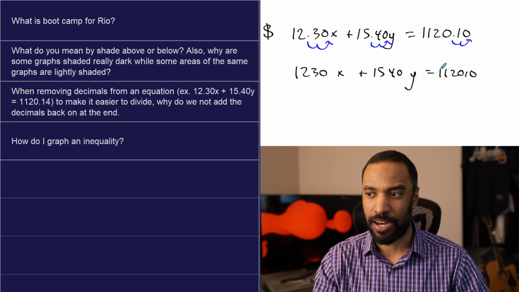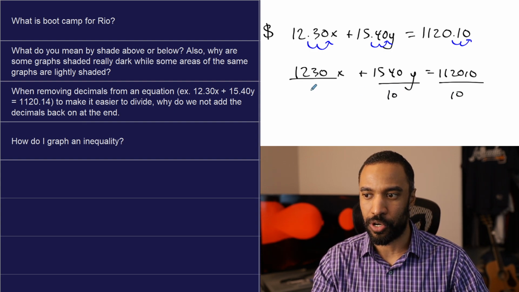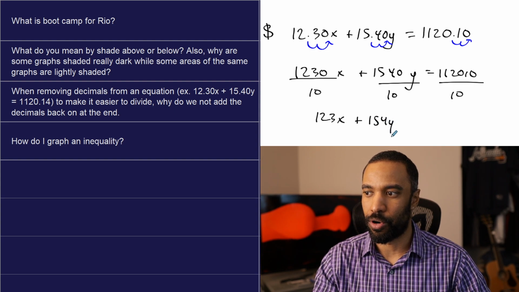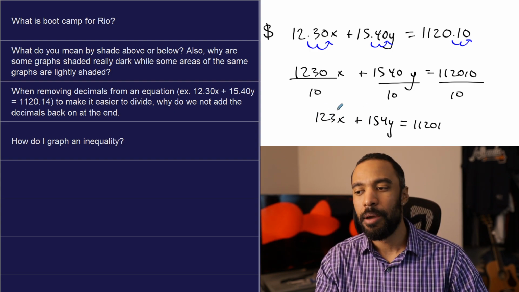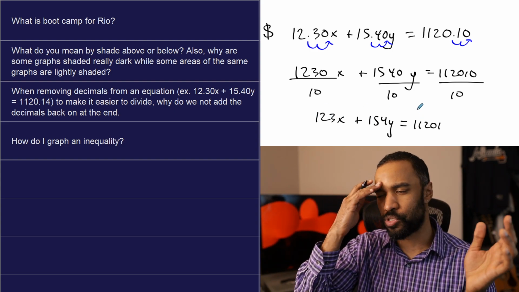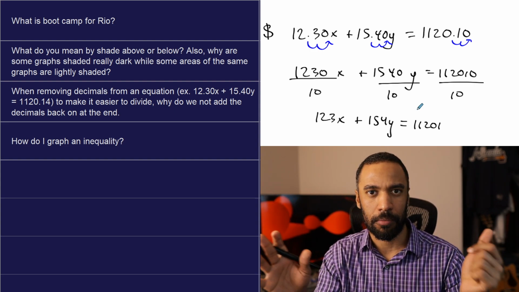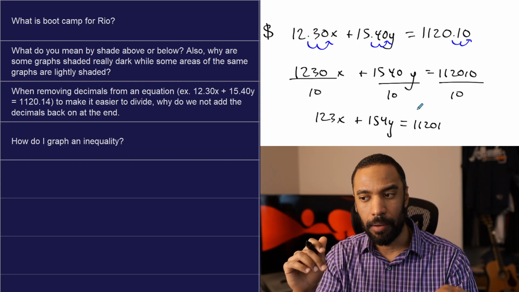But if I divide all these by 10, because there's a 0 at the end, it becomes 123x plus 154y equals 11201. This has less context to the problem. I guess this is how many dimes there are, but this is less context to the original problem. So once I start doing the division, the context of the problem, if we're talking about a word problem, does maybe fly out the window. So there's a little bit of a problem with that.